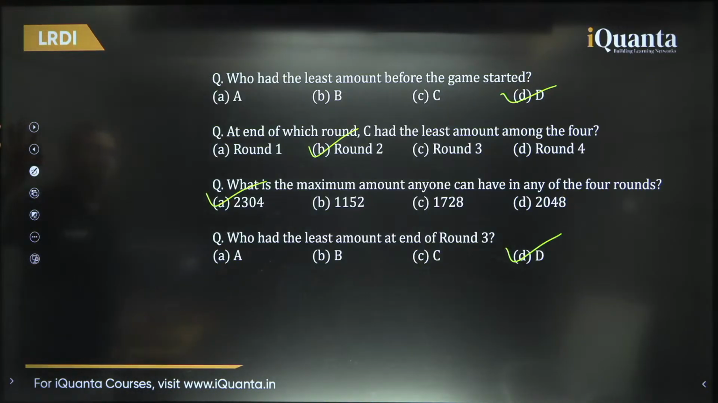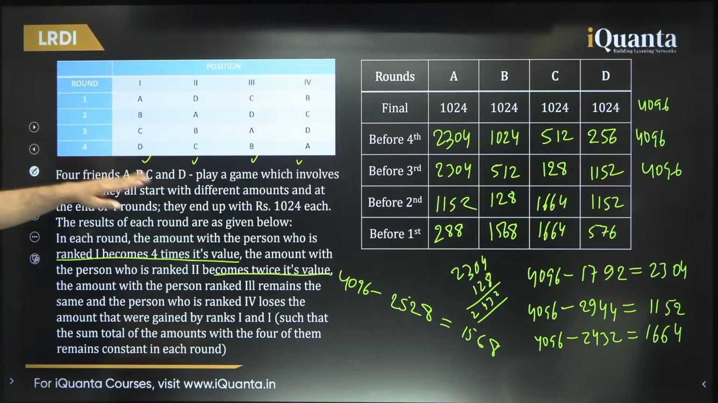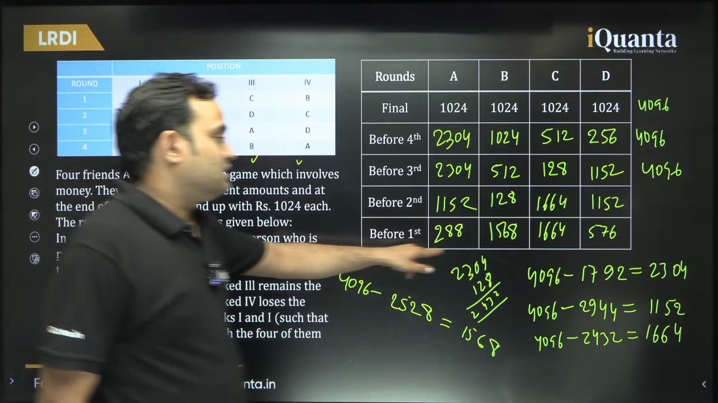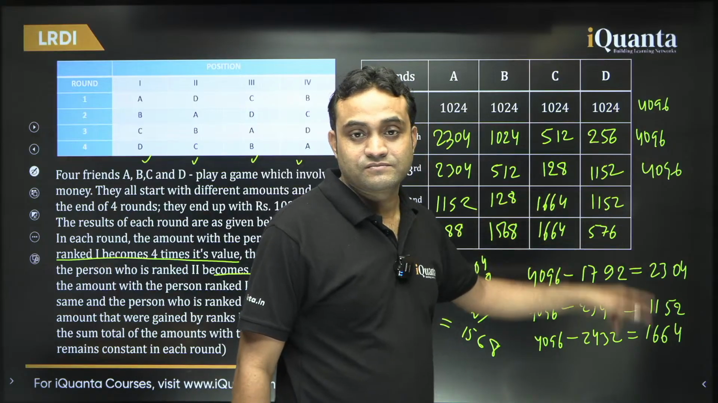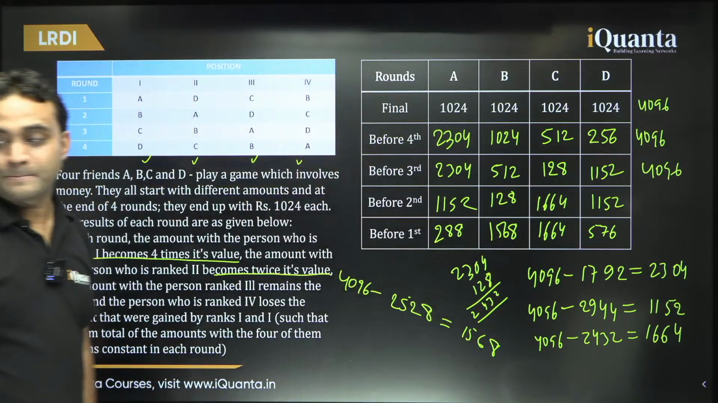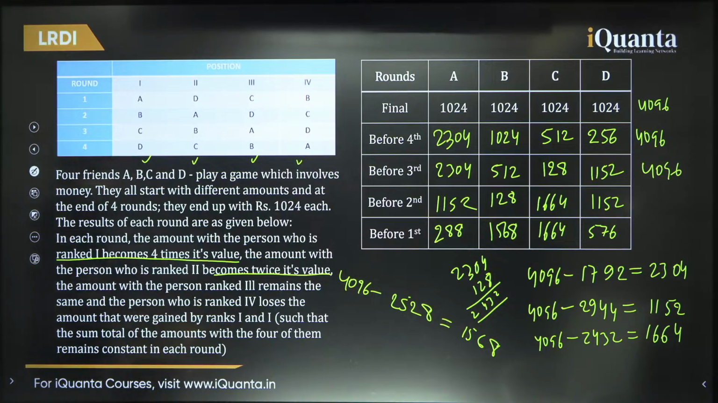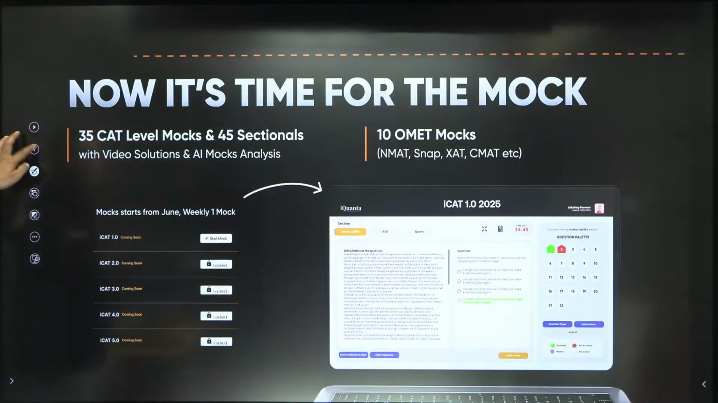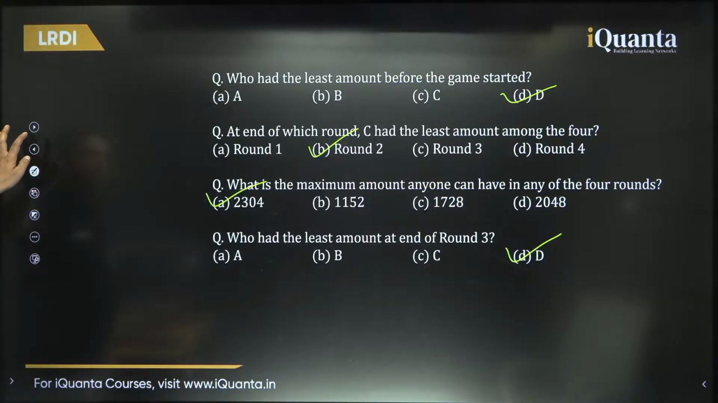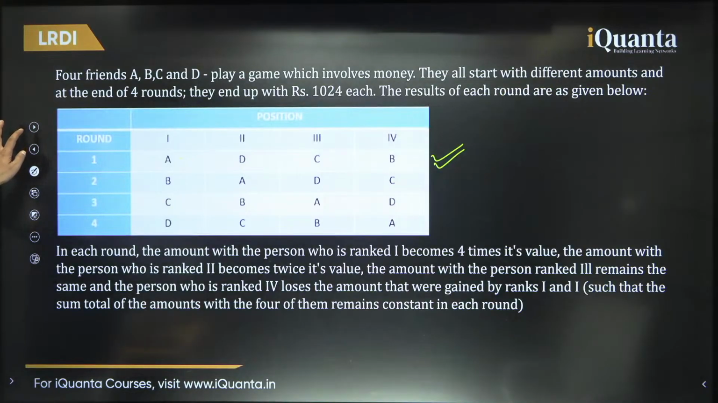First question, who had the least amount before the game started? Before the game started, the least amount was with D, 576. No, why is it A? Before the game started, least amount, right?